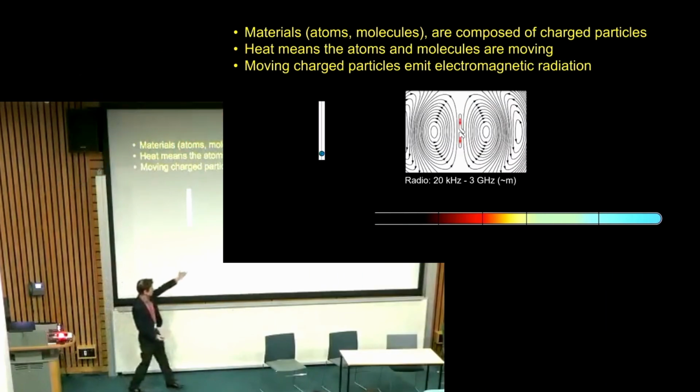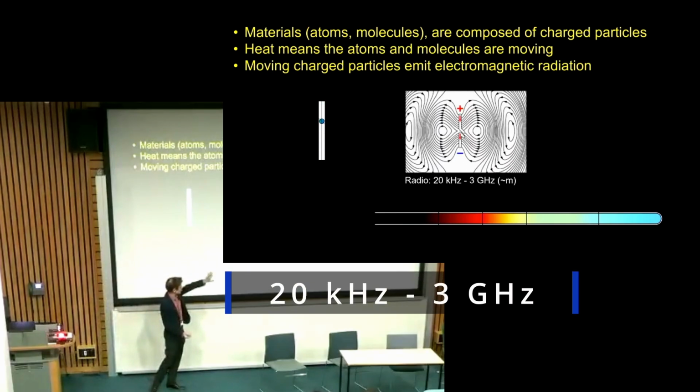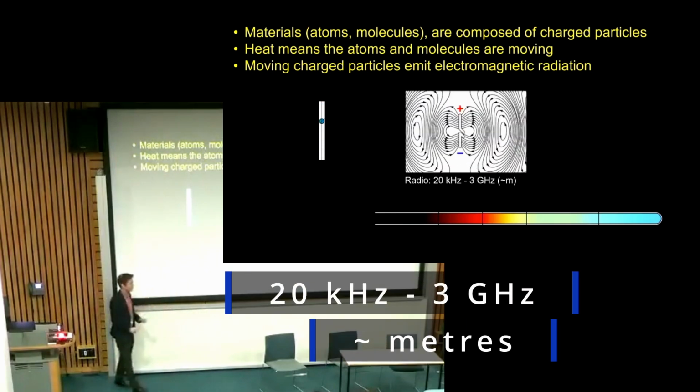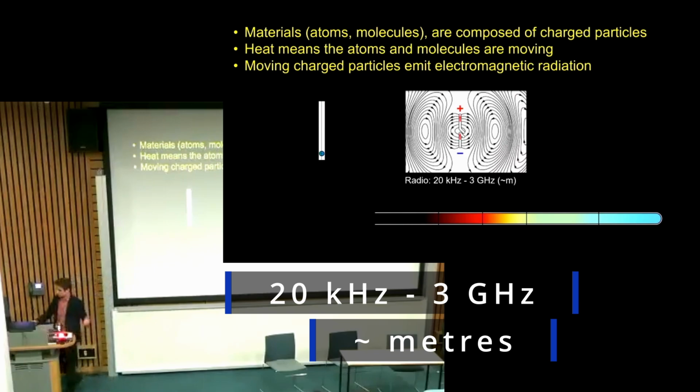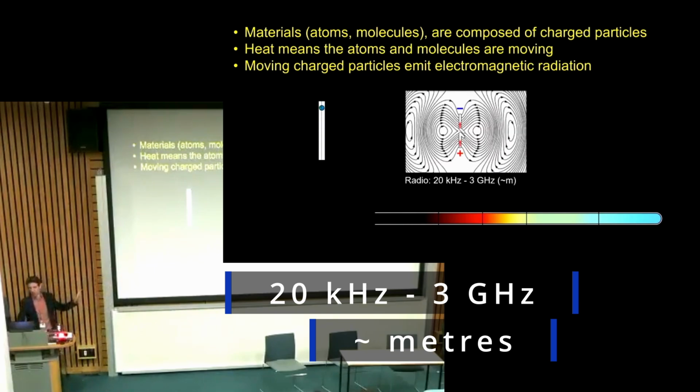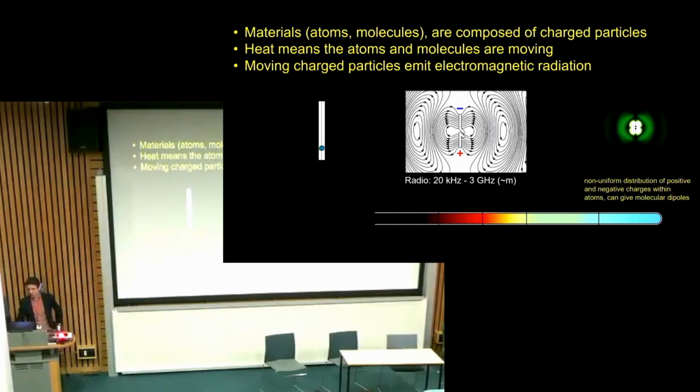We're getting frequencies between 20 kilohertz and 3 gigahertz, of the order of meters of wavelength. So that's the more macro scale. Those are low energy photons, EM radiation.